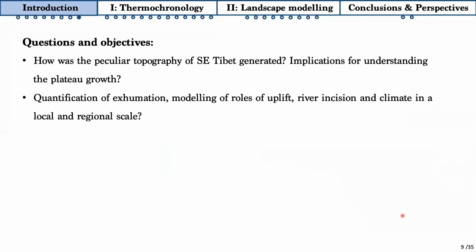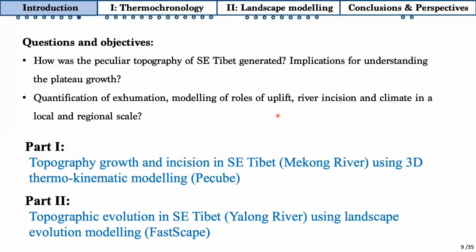So until now, even though we have so many proposed models, how this particular topography of Southeast Tibet was generated remains highly debated. And we understand from above that understanding the topography evolution is very essential for understanding the plateau growth mechanism. How can we quantify the exhumation rate and exhumation amount? Also, what kind of role do uplift, river incision, and the climate play during the topography evolution, and how do they react with each other on a local or regional scale? Those are all the questions I would like to answer during my PhD work.